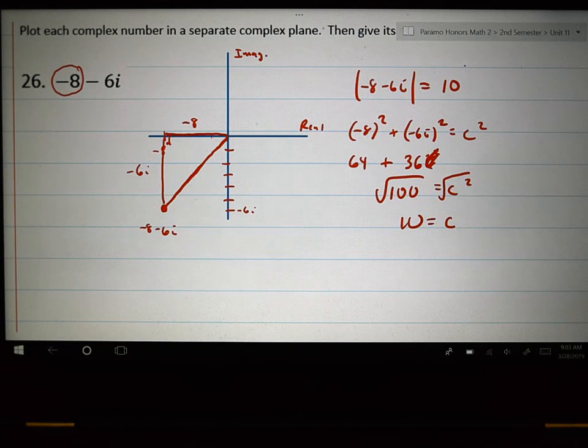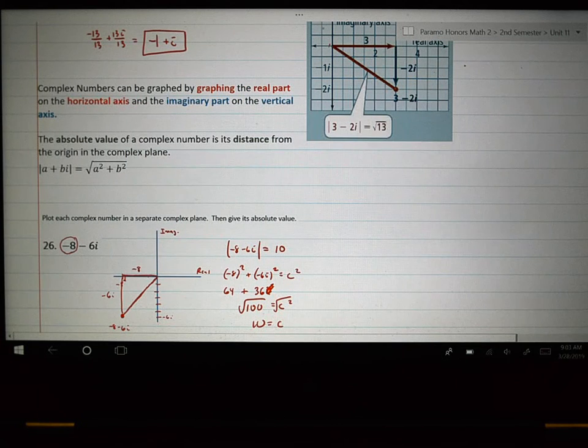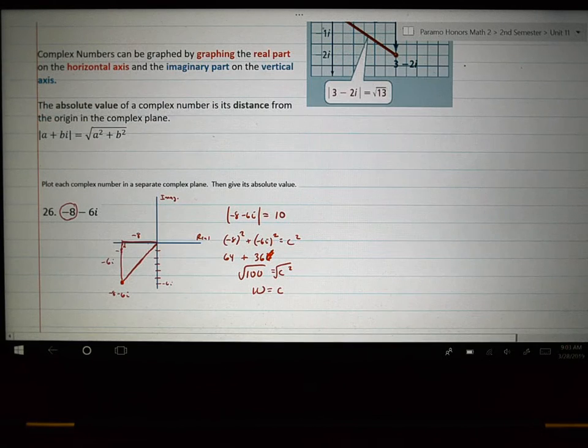This is based off of the definition in our textbook, which talks about distance being the Pythagorean theorem. I'm going to stop your notes right there.